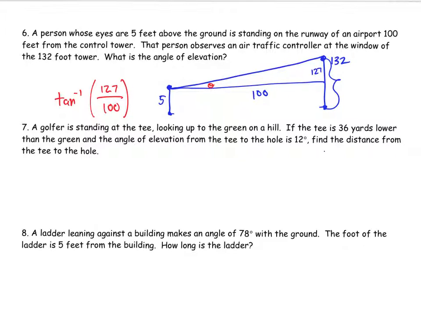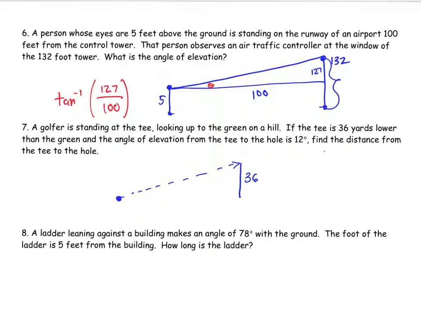A golfer is standing at the tee. So let's put this as the tee. You got a guy standing right there, looking up on the green on a hill. So at least I know he is looking up. I'm going to go dotted for just the fact I'm looking up, right? That's me standing there looking up. If the tee is 36 yards lower than the green, so I could draw this then, because they just said if I'm here at the green, that's 36.